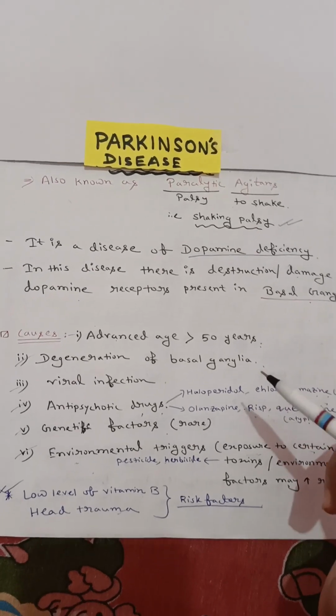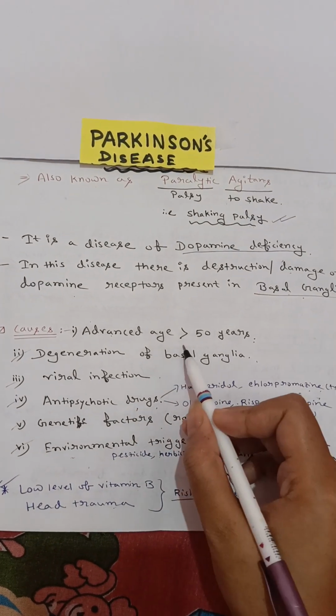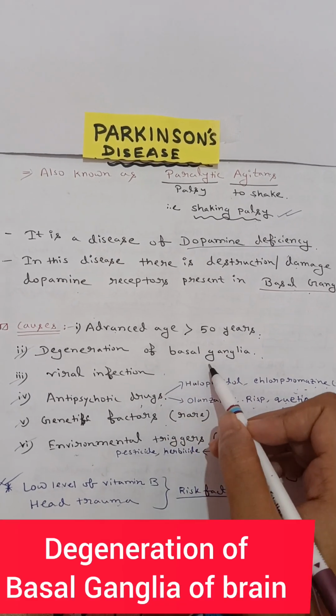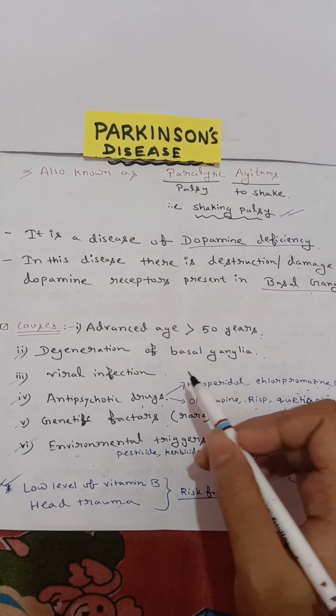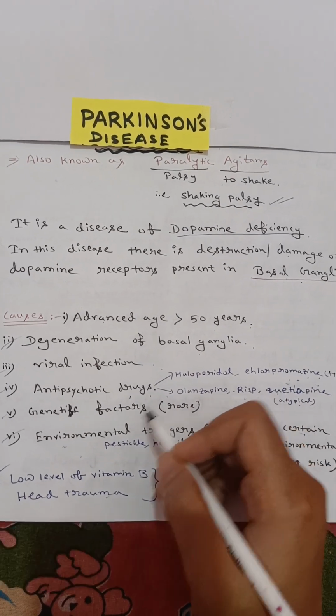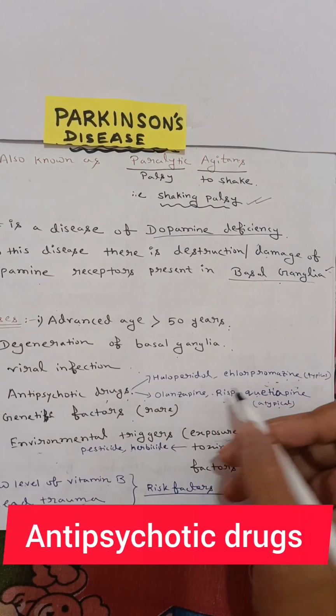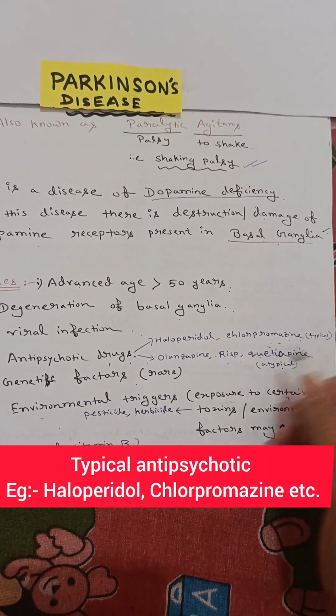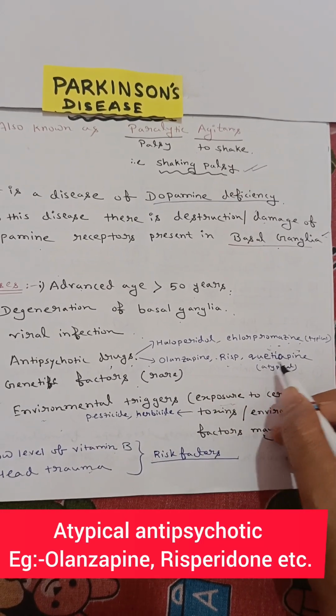Okay, so what are the causes? So firstly, advanced age, if the patient's age is more than 50 years, then degeneration of the basal ganglia as I discussed, then viral infection, and some antipsychotic drugs, like typical antipsychotic drugs such as haloperidol, chlorpromazine, and atypical antipsychotic drugs like olanzapine, quetiapine, risperidone.